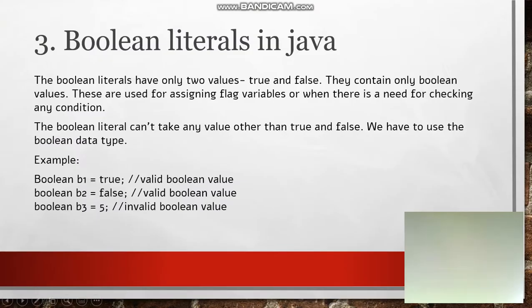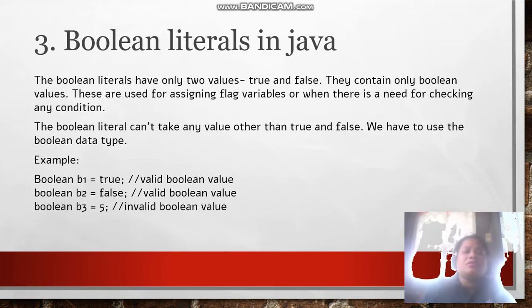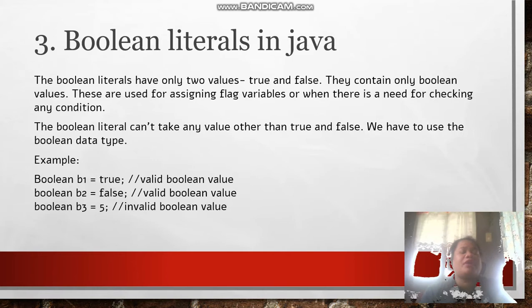So let's continue. For number 3, we have Boolean literals in Java. The Boolean literals have only two values, true and false, so they contain only Boolean values. These are used for assigning flag variables or when there is a need for checking any condition. The Boolean literal cannot take any value other than true or false, so we have to use the Boolean data type.